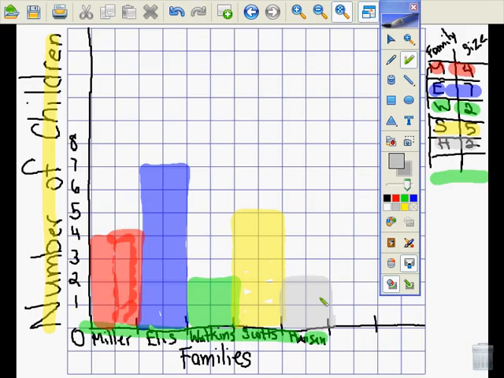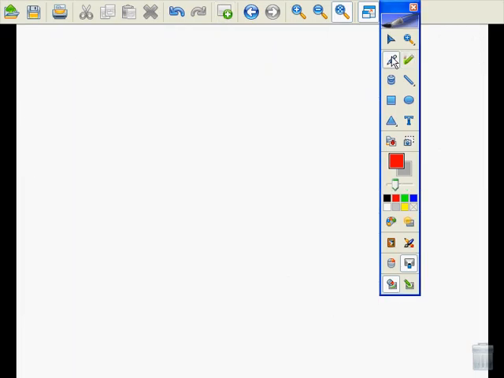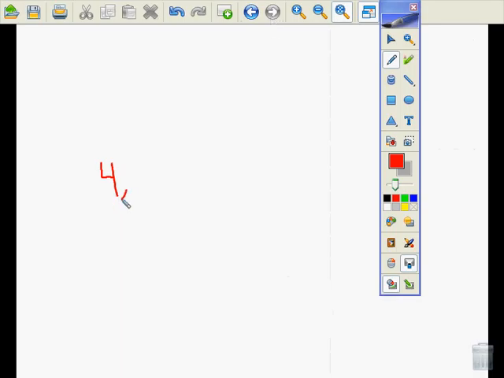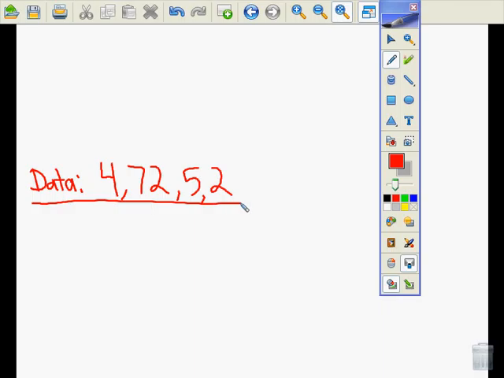Alright, so we've graphed our information, but now we need to figure out how does this work for figuring out the mean, median, and mode. So let's go to a new slide, and I'll have to toggle back and forth so I can record the different numbers. So I know the first family had 4. And then 7, 2, 5, 2. So this is our data. And we need to figure out the mean, median, and mode.